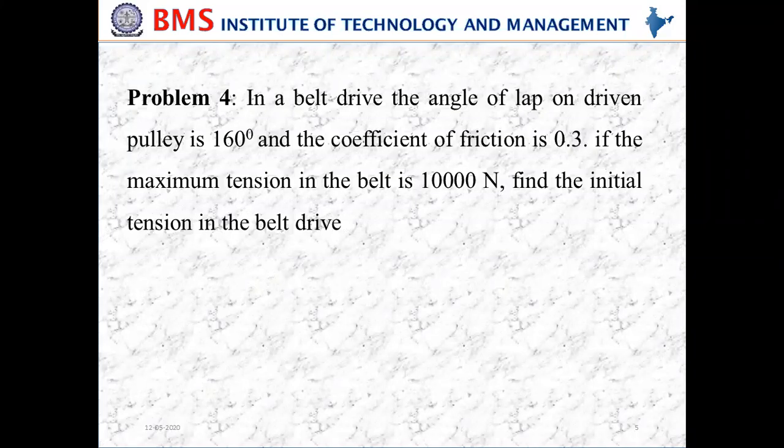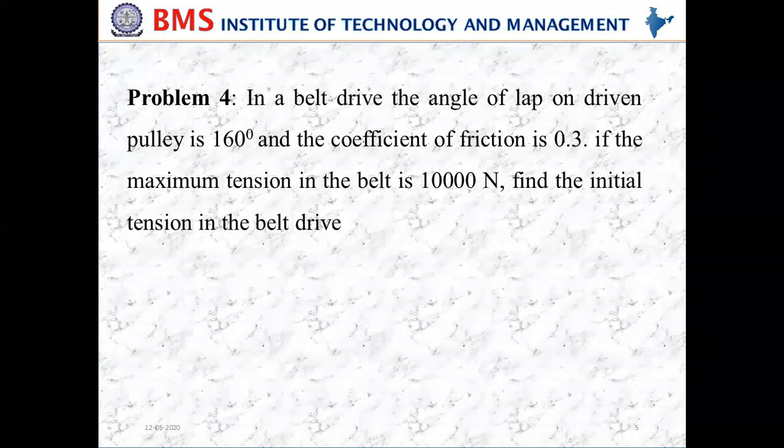Once you have got T2, he is asking for the initial tension in the belt drive. Yesterday, in the last class, we discussed the initial tension in the belt drive. So initial tension can be defined as T naught is equal to T1 plus T2 by 2, neglecting the centrifugal tension.